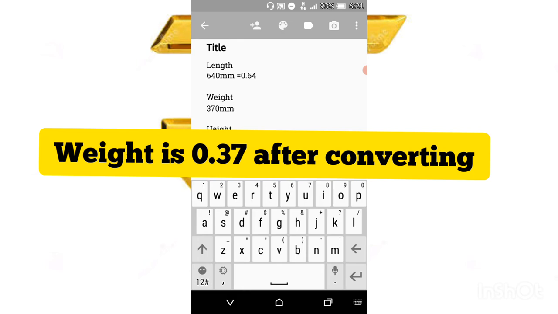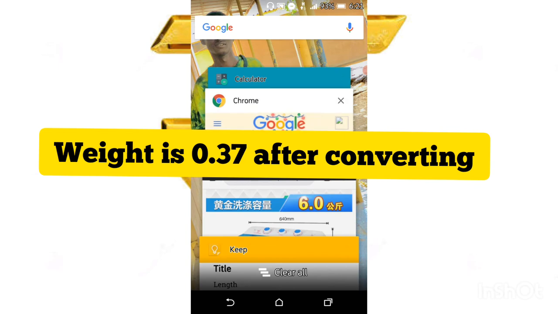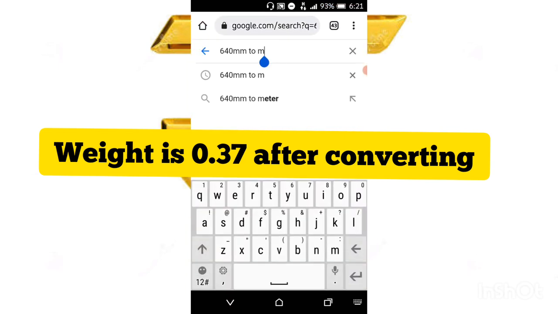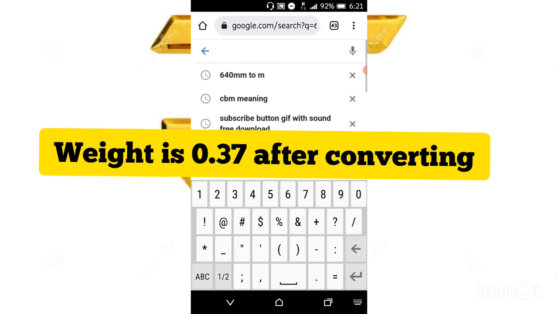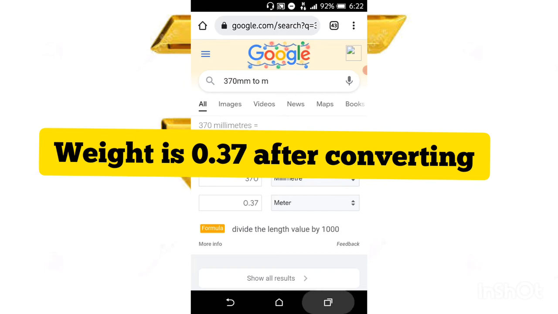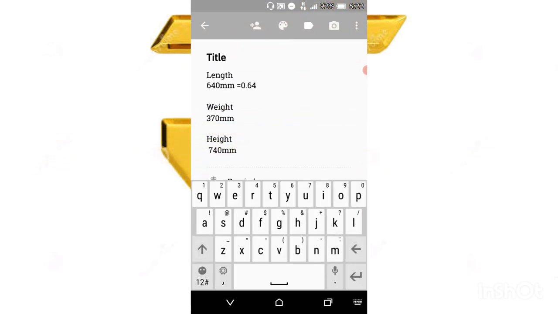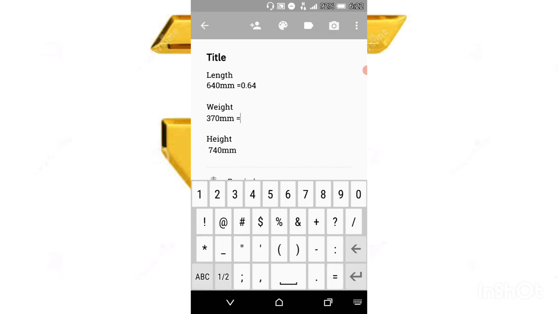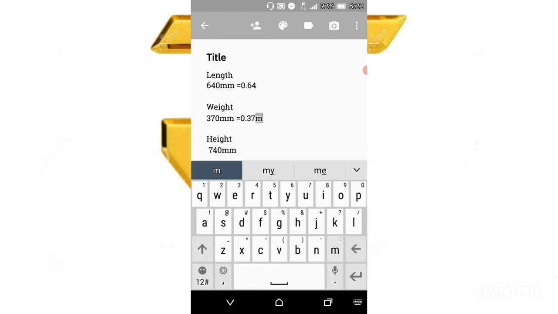So the next thing I will calculate is my width. 370 millimeter to meter. So let me see what we get. We get 0.37. Actually, it is correct. So it is equal to 0.37 meter.